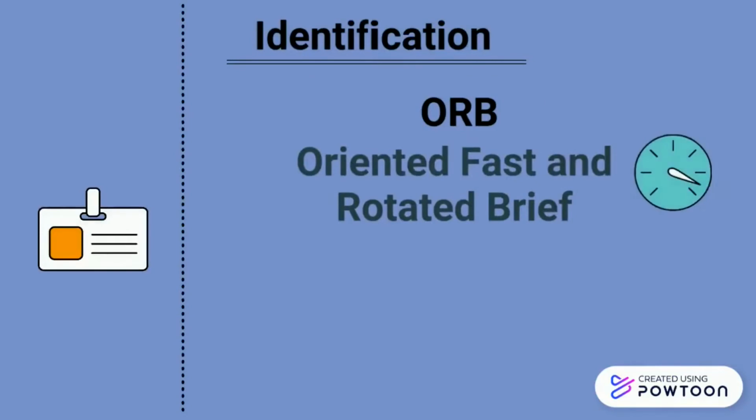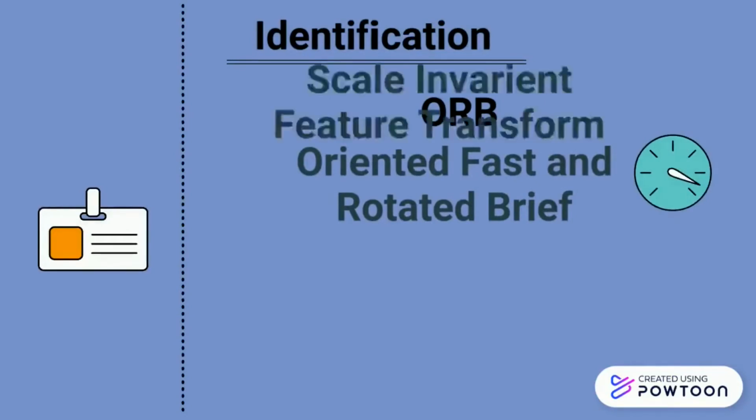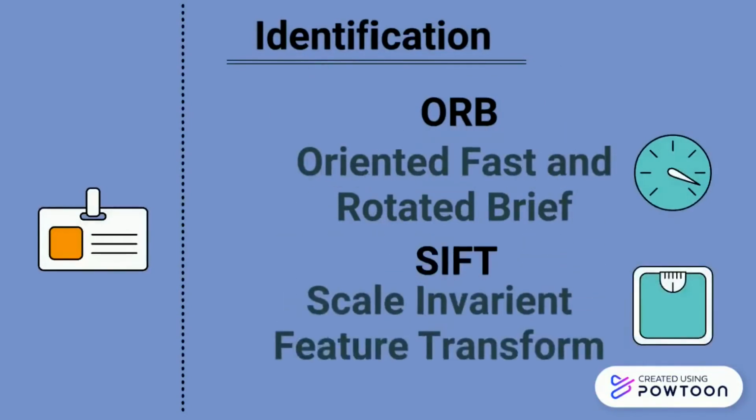ORB, Oriented FAST and Rotated BRIEF, is an open-source alternative to SIFT, Scale Invariant Feature Transform. SIFT is a key point detector and descriptor which is used in object recognition. ORB is less affected by noise and has similar matching performance.